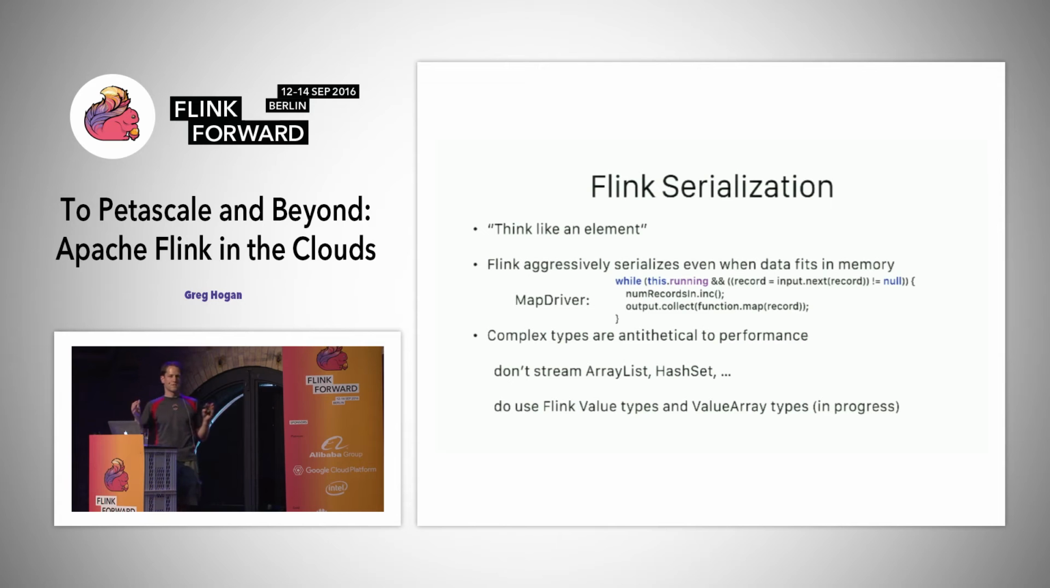So compared to other systems where outputs are kept in memory, even with iterative processing, Flink is always serializing data as quickly as possible. So we always try to use our basic types, things like integers and strings, rather than lists and hash sets. Flink provides these value types, and we're currently working on getting some value array types to efficiently serialize lists, and I could see doing value set or other types of optimized data types.